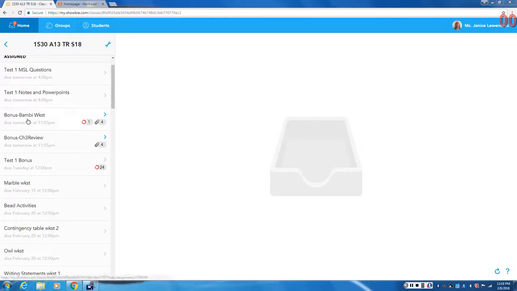But I have a bonus that's due tomorrow about midnight. It's a Bambi worksheet. It's kind of like the Disney movies worksheet. Worth 10 bonus classwork points. So if you have a low classwork grade, and I realize I can fix classwork grade, all your classwork grades. Okay.